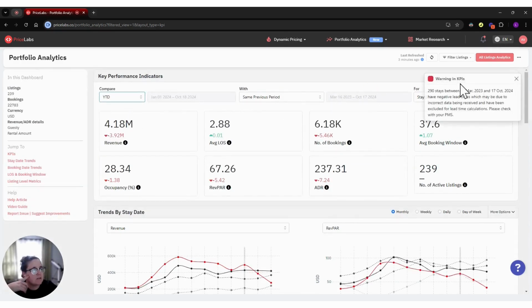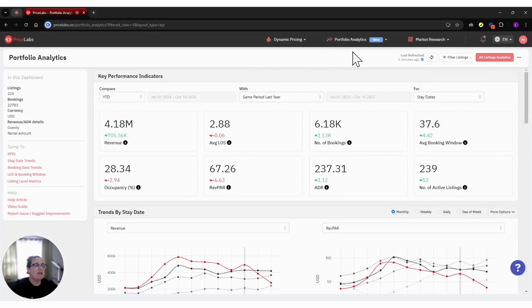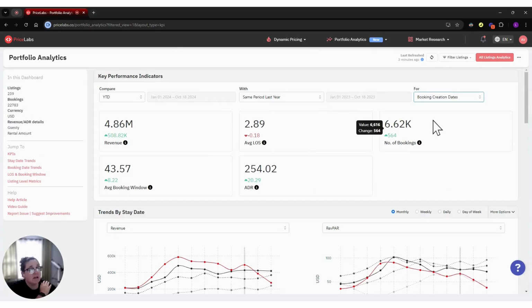I'm going to go back to year to date and same period last year. Perfect. And then you can also customize this to see if you are looking at when people stayed with you versus when people created their bookings with you. That's a big difference, of course.